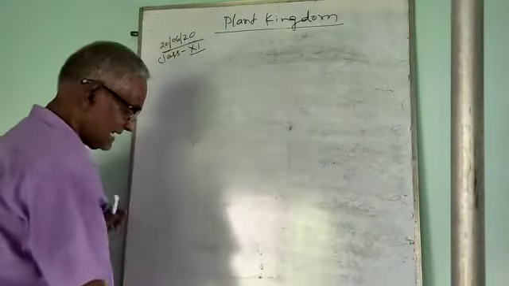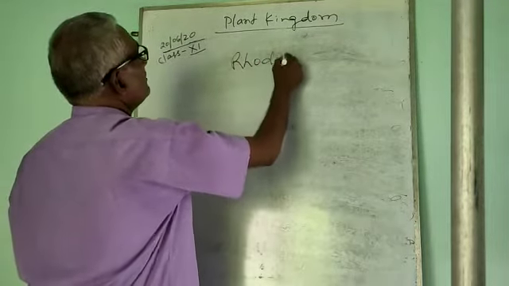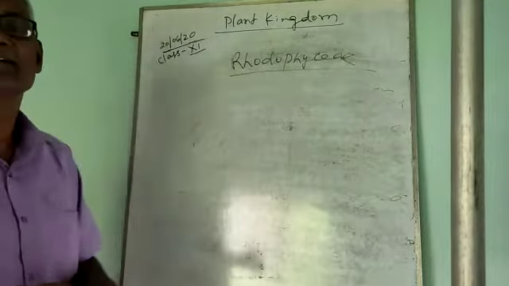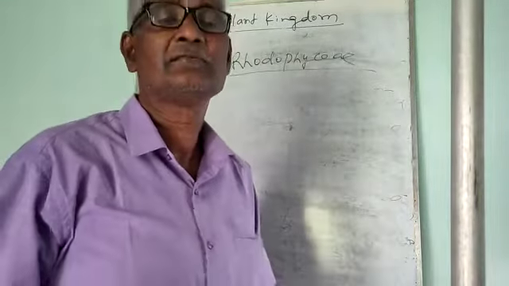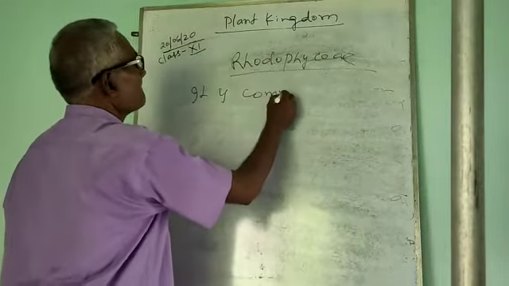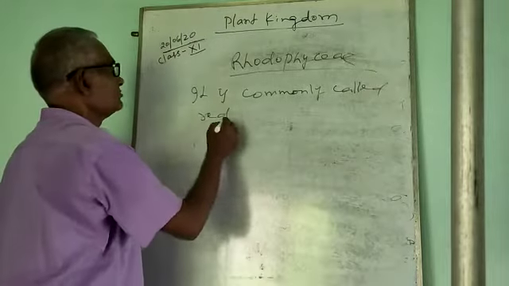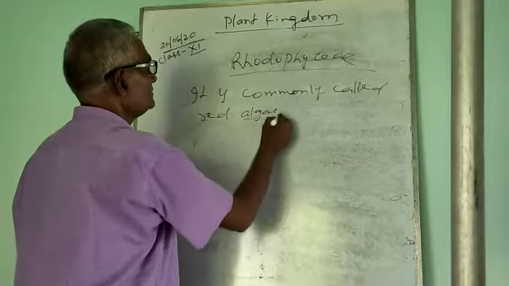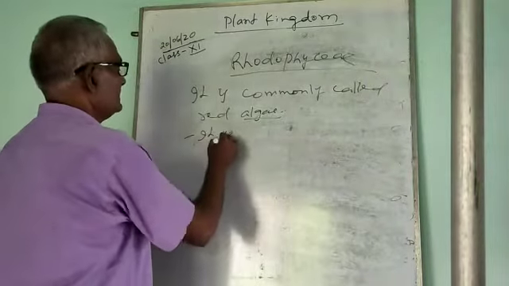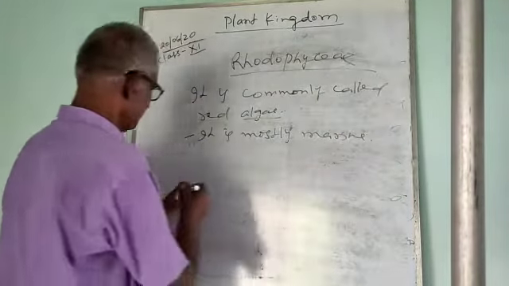The third class of algae is called Rhodophyceae. It is commonly called red algae. It is mostly marine.